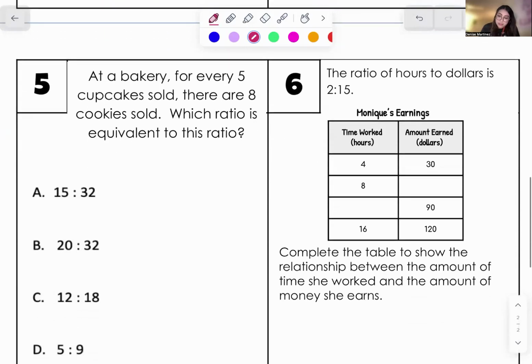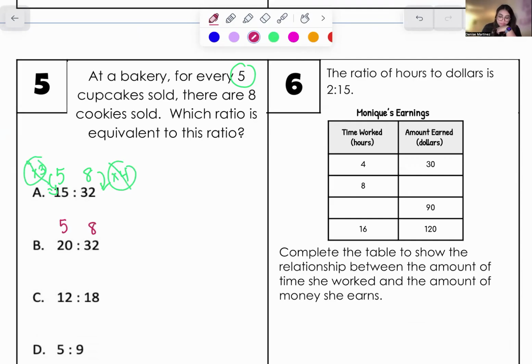Okay. For this one, to find an equivalent ratio, you should be able to do from one side what you do to the other. So I have 5 to 8. That's the one they're telling me: at a bakery, for every 5 cupcakes sold, there are 8 cookies sold. What is an equivalent ratio? I can get from 5 to 15 by doing times 3, but 8 times 4 is 32. These do not match.